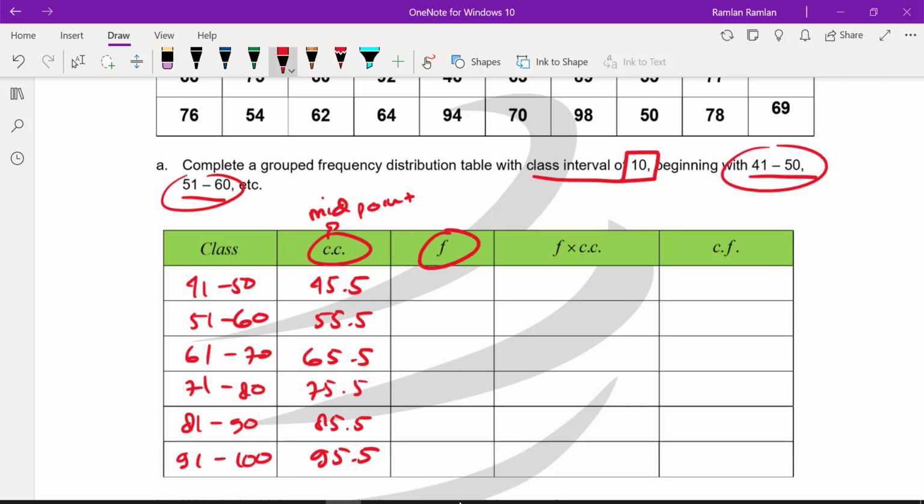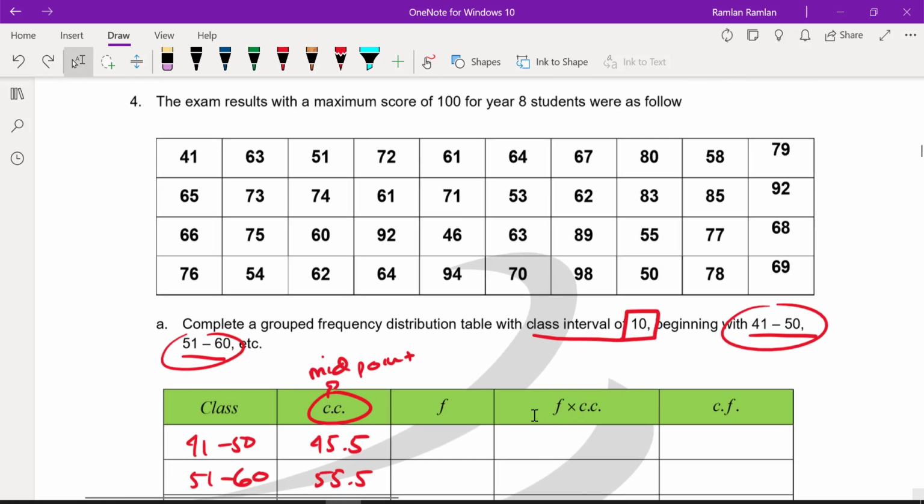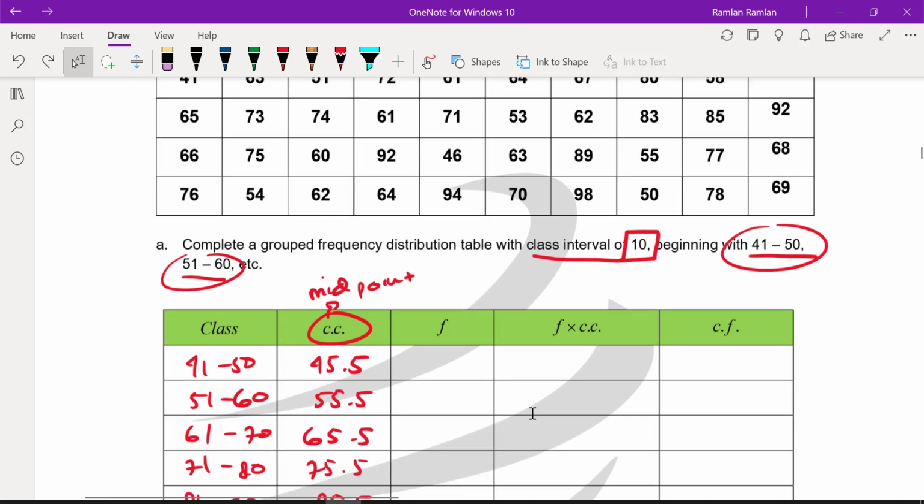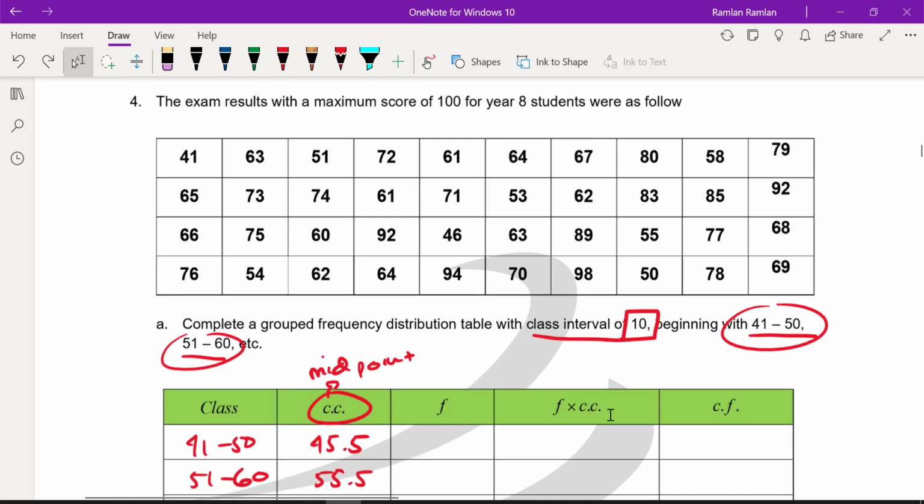The next one is the F, which is the frequency. The frequency here, you can see from here and determine which one is which. So let's start from the first one, which is 41 until 50. You count how many data there are with a value between 41 and 50. We can see it over here.